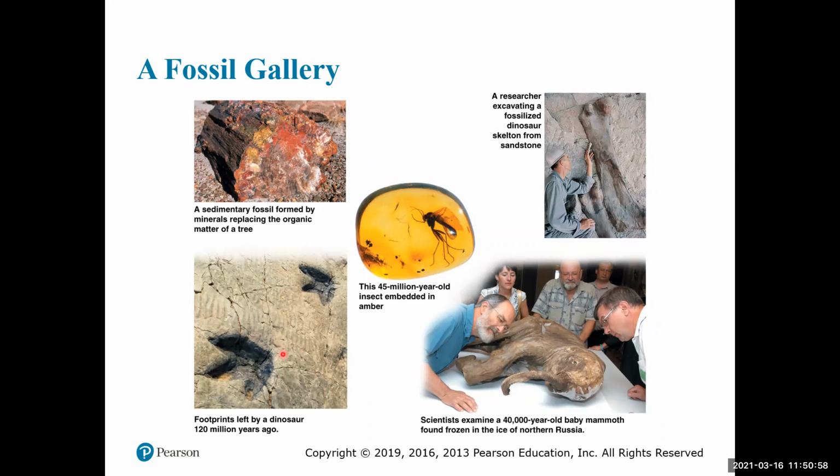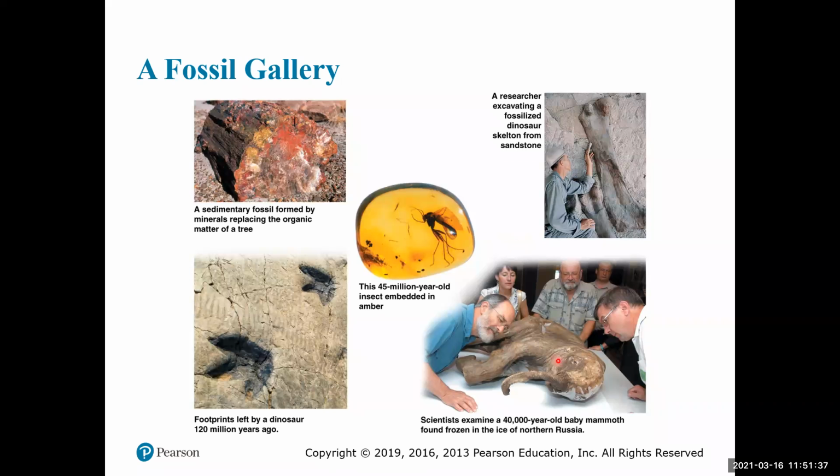Or we can find imprints, right? So imprints of footprints that are 120 million years old that were left by dinosaurs. One of the more famous fossilizations, which is famous because of Jurassic Park, is insects being found in amber. So, for example, a mosquito found in amber, or I don't know if it's a mosquito, but some sort of insect that's 45 million years old. And basically, tree resin covered this insect and it became embedded in that resin.